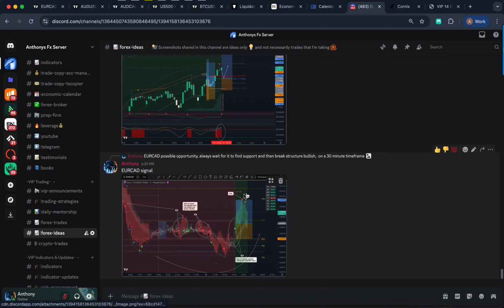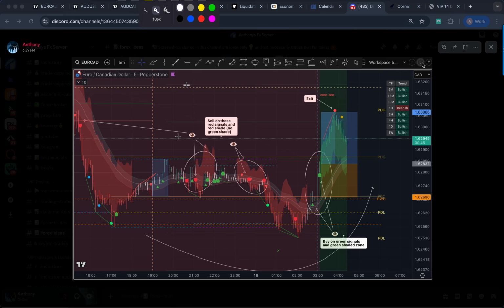Okay, here it is. Look, let me just explain this. We're looking for this bullish momentum here. Now, we got signals here, but there's no trade. No, we don't take it. Why? Because we don't have, see this green shaded zone here? We have to have that. Right, so we've got all these green signals firing, but we don't have the green shaded zone. So this is no go.